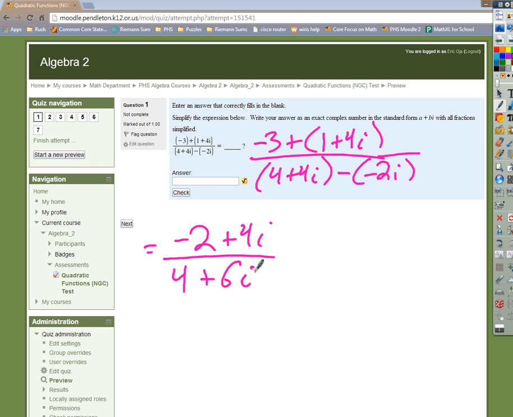plus 6i. Okay? Now, what's our trick for dividing complex numbers? What do we always do? Remember? Well, okay, right, we can't leave an i on the bottom, but the way we do that is we multiply the top and bottom by the complex conjugate of the bottom, right? So we're going to multiply. What is the complex conjugate of the bottom here? What do we mean by that? What's conjugate?